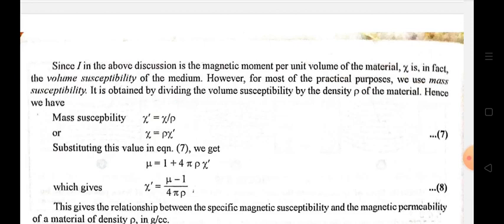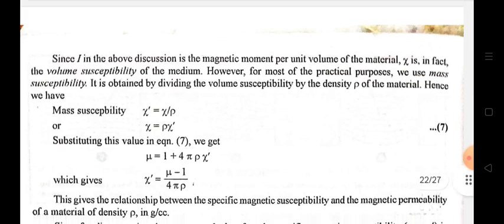However, for most practical purposes, we use mass susceptibility. It is obtained by dividing the volume susceptibility by the density rho of the material. Hence, we have mass susceptibility xi dash is equal to xi by rho, and xi is equal to rho xi dash. Substituting the value in equation 7, we get mu is equal to 1 plus 4 pi rho xi dash, which gives xi dash is equal to mu minus 1 upon 4 pi rho, that is equation 8.